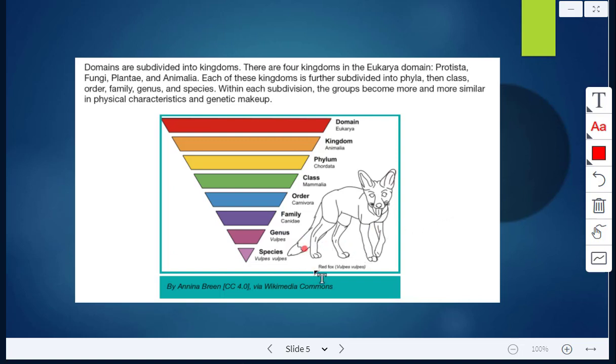So for example, in this example, we have the red fox species. Its genus is Vulpes, and its species name is also vulpes. So we call this Vulpes vulpes. And within the genus, there could be different species.